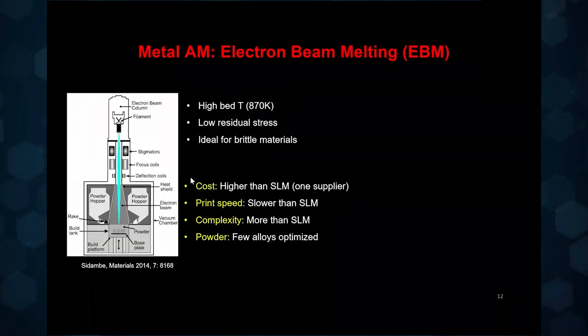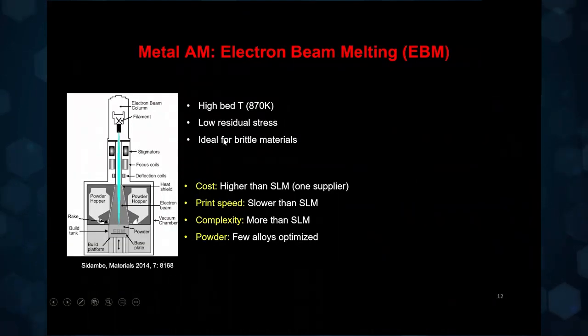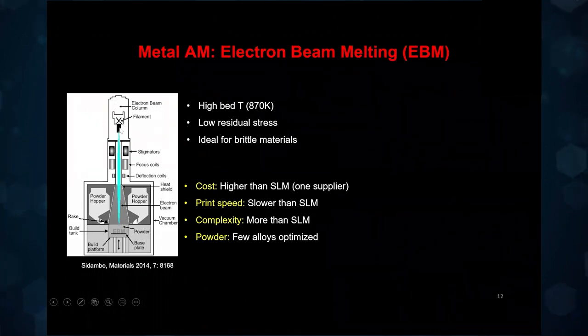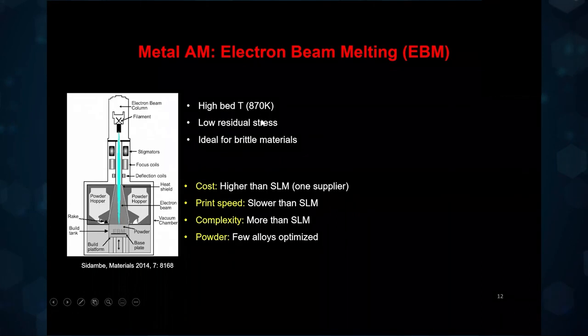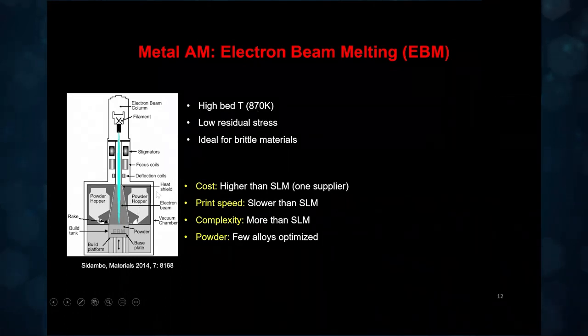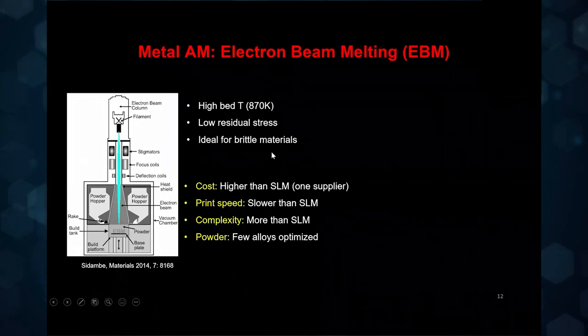There are other variations of this. Instead of using a laser to melt your particles, you can actually use an electron beam. That would get you the technique called electron beam melting. Here, the temperature of the bed is held much higher, so the residual stresses on the printed part are lower, and therefore it's quite ideal for printing brittle materials.